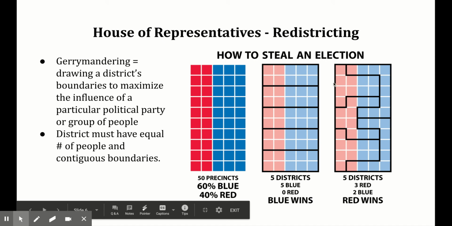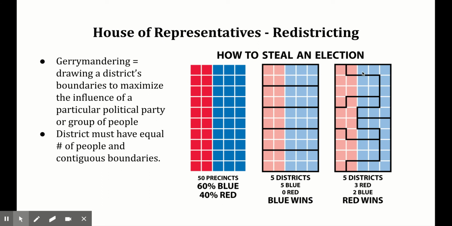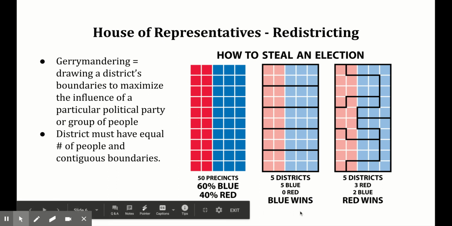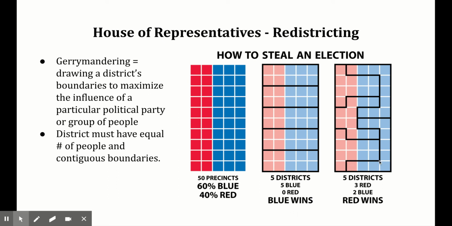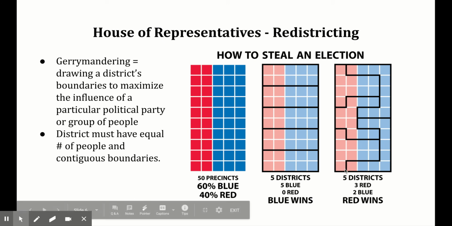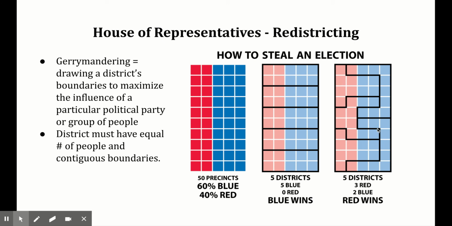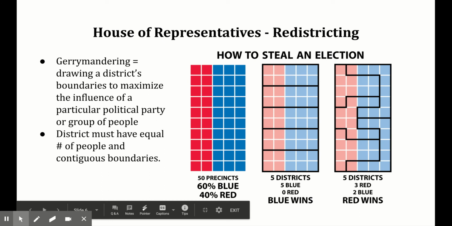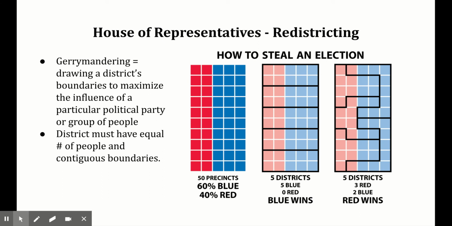And you can see like these shapes are a lot different than the nice rectangles and uniform rectangles that we have on this one where it says blue wins. Under the red wins, they manipulate the shapes in such a way to have 3 districts go red and only 2 go blue. That's gerrymandering. They do it all the time, every 10 years actually. Supreme Court has actually not decided that this is illegal. So it's a technically legal way for both Republicans and Democrats to secure and maximize their influence within state congressional districts.